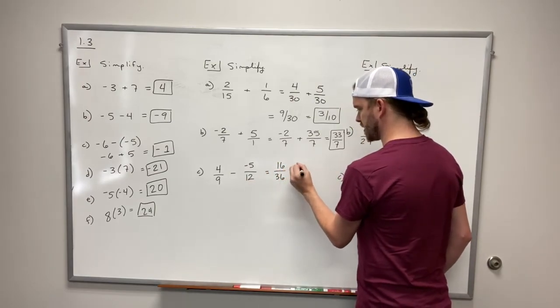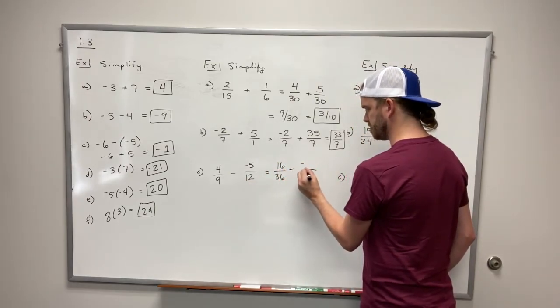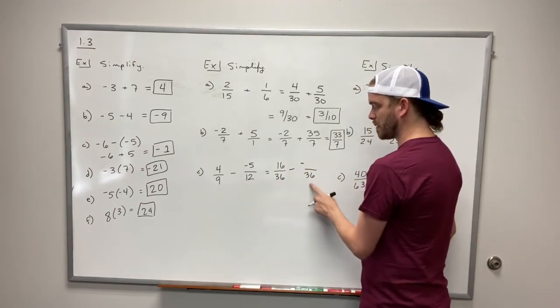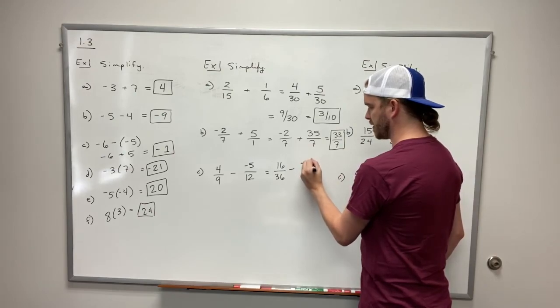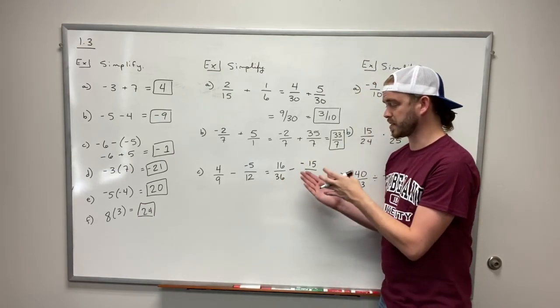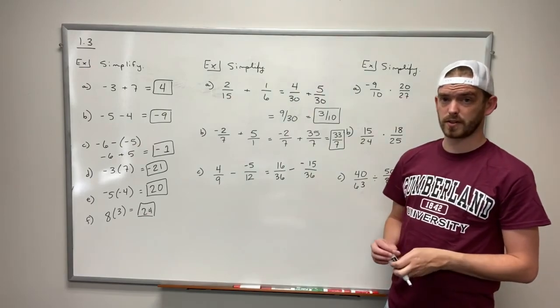We've got minus a negative, so we've got to just remember that's there. 12 times 3 gives us 36. 5 times 3 gives us 15. So now we have 16/36 minus negative 15/36.